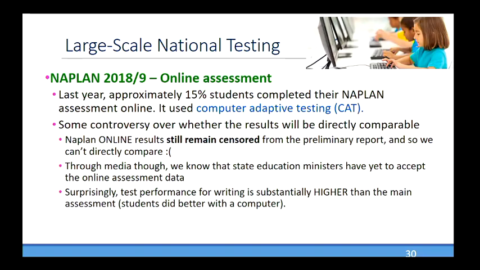Now, surprisingly, test performance for the writing test at least was substantially higher than the main assessment. So students did better with the computer. Can anyone think why?